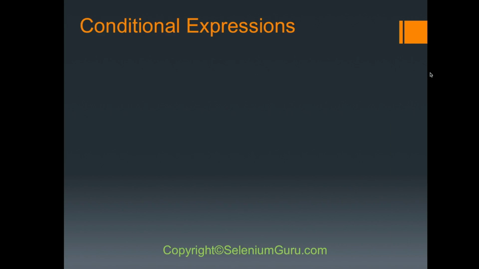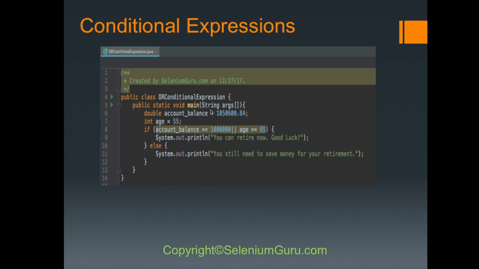Let's look into our example. I've got this OR conditional expression class in here. I've got this main method, and I've got this double variable called account balance. Since account balance is in decimal, I'm using double here. And I've got $10,050,600. And I've got this age integer variable, and here I've got the age variable equal to 55.